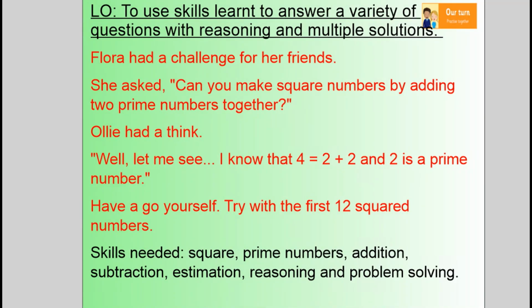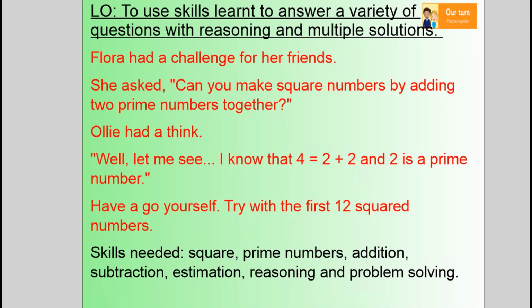The second challenge is, Flora has challenged her friends. She asked, can you make square numbers by adding 2 prime numbers together? Ollie had a think. Well, let me see. I know that 4 equals 2 add 2, and 2 is a prime number. Why don't you have a go yourself? Try with the first 12 squared numbers.